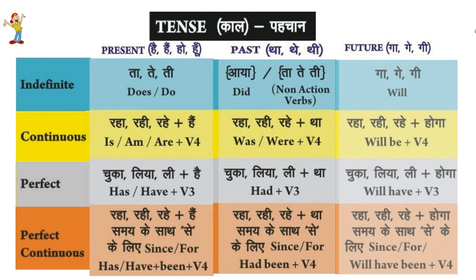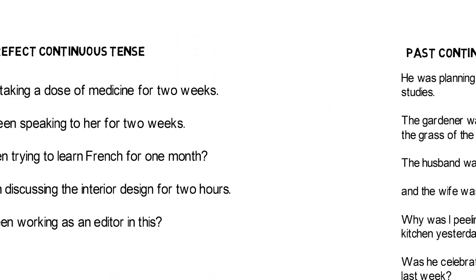Future perfect tense. Now chuka hoga, liya hoga, and chuke honge, liye honge, and the helping verb is will have plus verb third form. Now we talk about future perfect continuous tense, where we use raha hoga, rahe honge, with which time comes, in which we use since and for. And the helping verb is will have been, shall have been, plus verb fourth form, which is first form plus ing. Here we begin with some examples.